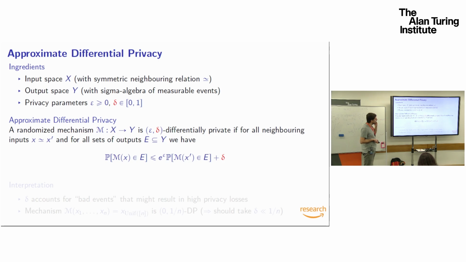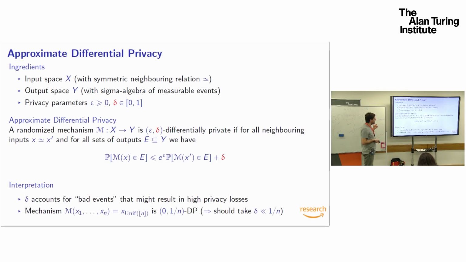And as I said, that's important because in some cases you cannot get away with delta 0, which is the previous definition. And the intuition is that delta accounts for some bad events that might have high privacy losses, might compromise the privacy completely, but that we can control with the delta. So if we make the delta very, very small, these things are very unlikely to happen. So how small should delta be? Very, very small, in the following sense.